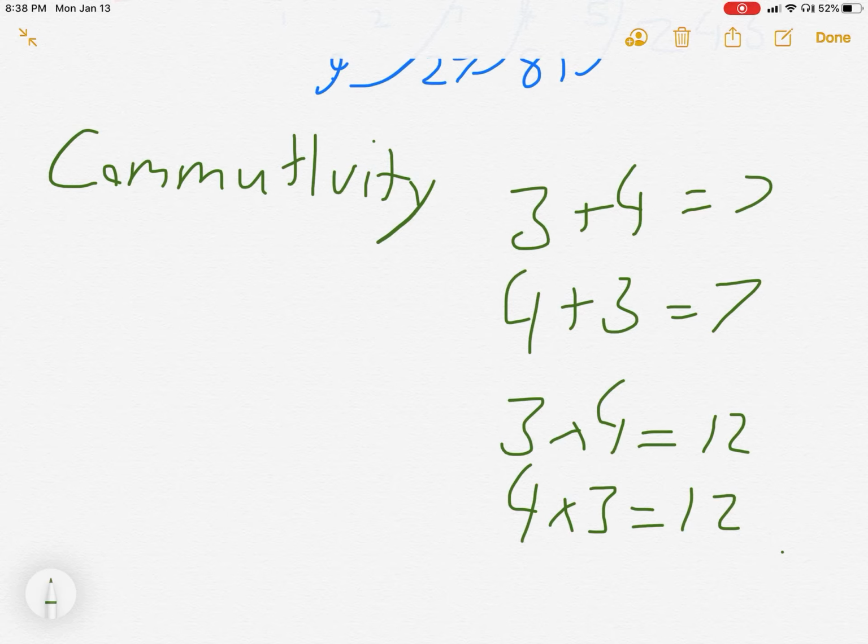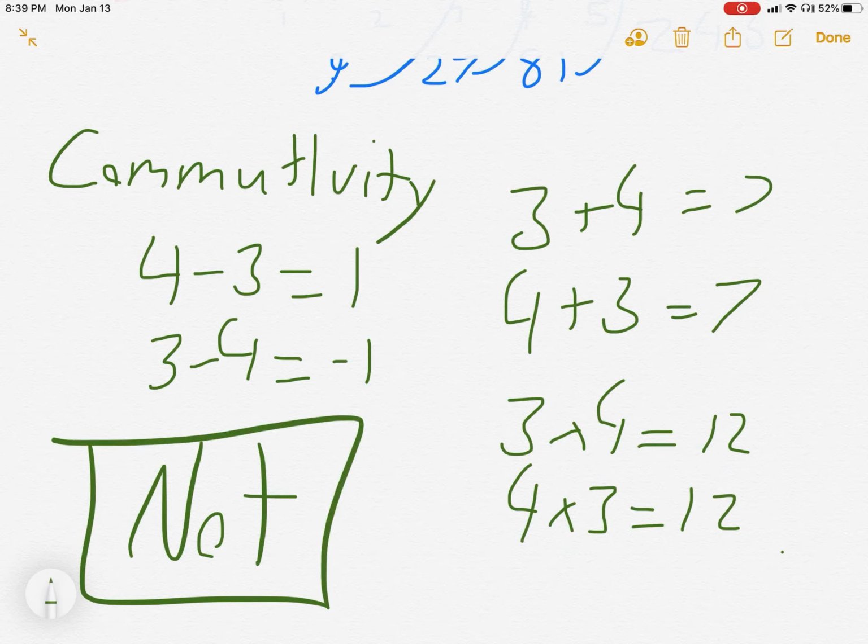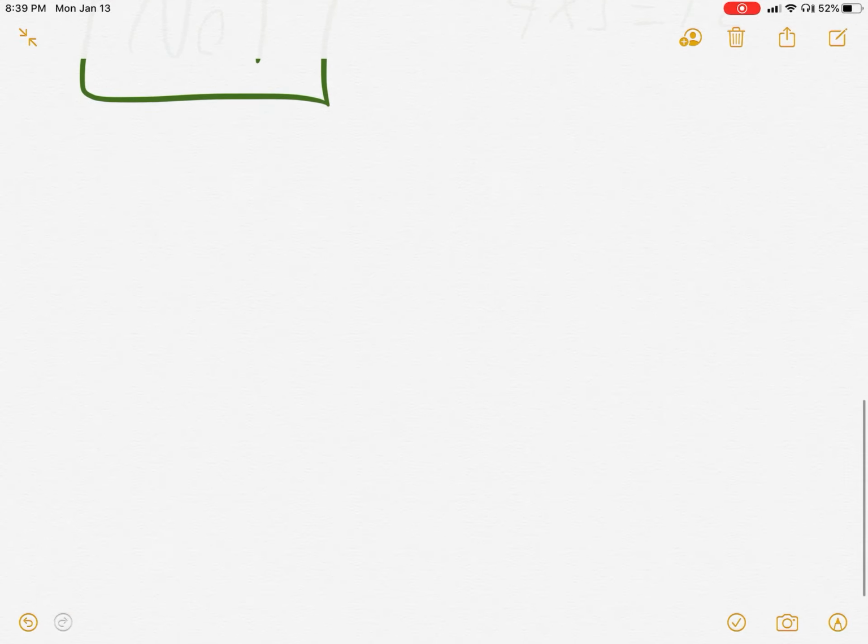For example, 4 minus 3 and 3 minus 4 are not the same thing. 4 minus 3 is 1, while 3 minus 4 is negative 1. And the same is true with division. Exponents are not commutative. This means that the order matters. If you switch the order, you're going to get the wrong answer. Let me show you an example.